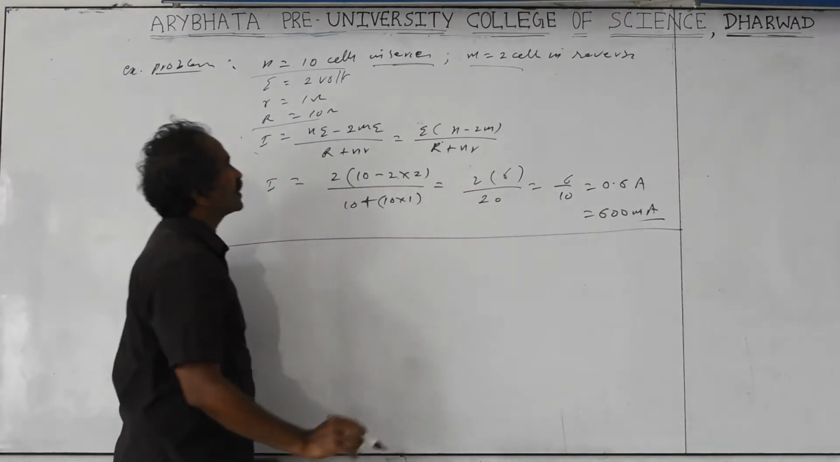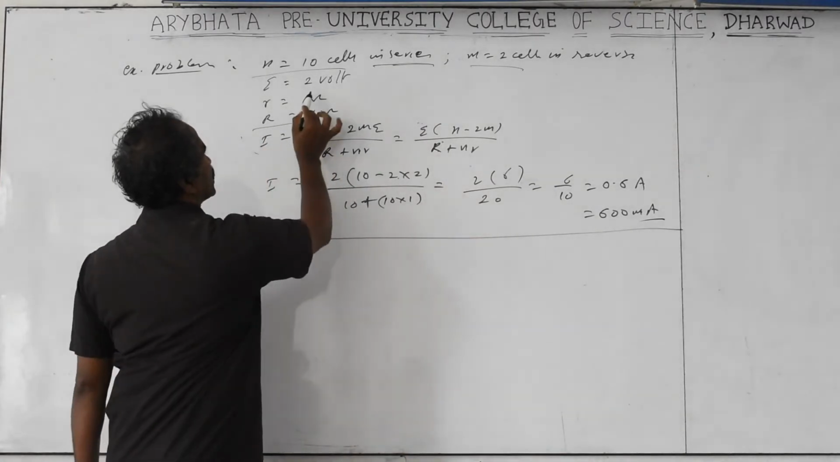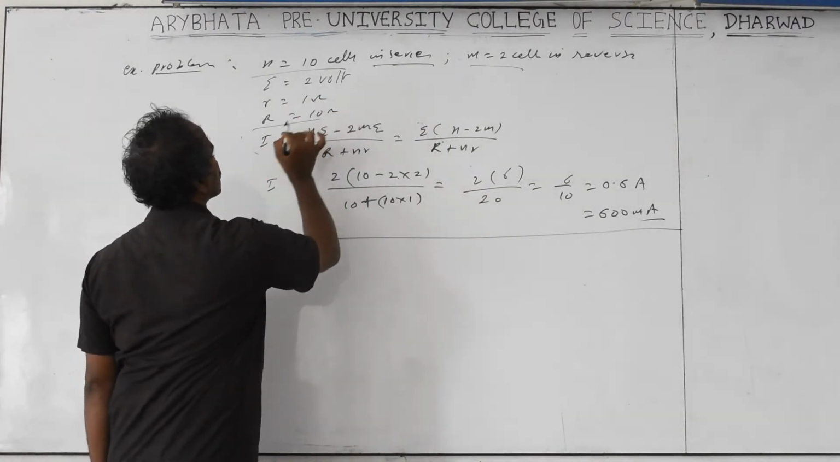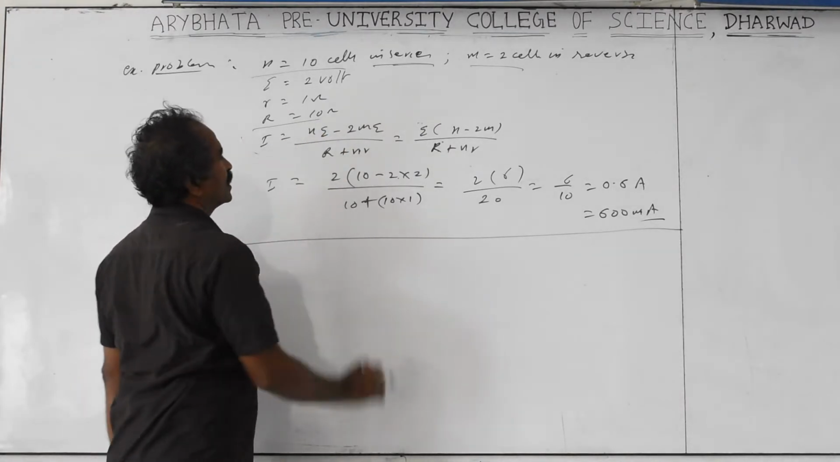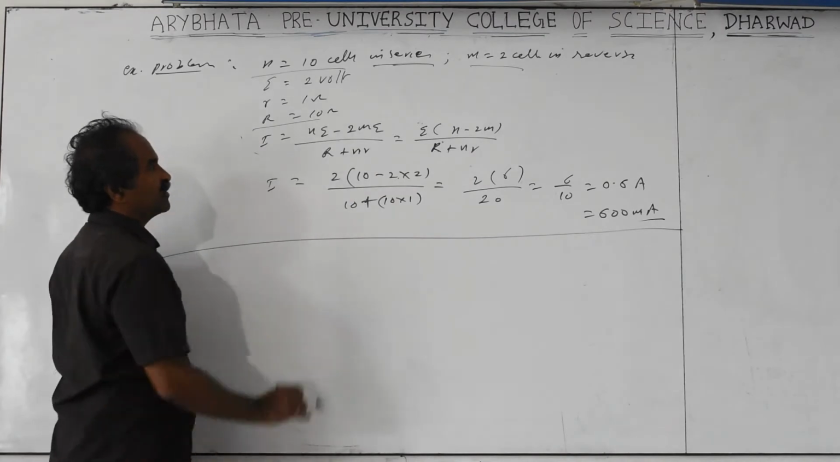If reverse is not there, just take the normal relation. Each cell EMF is 2 volts. Internal resistance is 1 ohm. External resistance is 10 ohms. Then the current will be the same in all cells of the circuit, since all are in series.